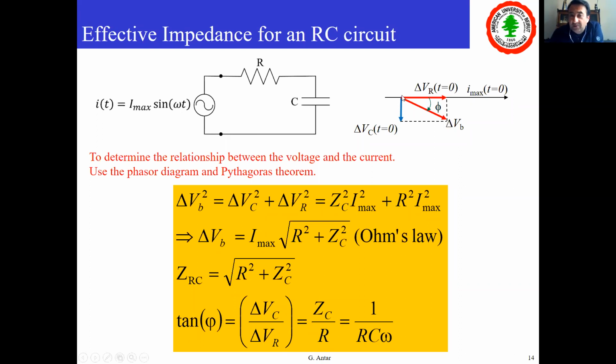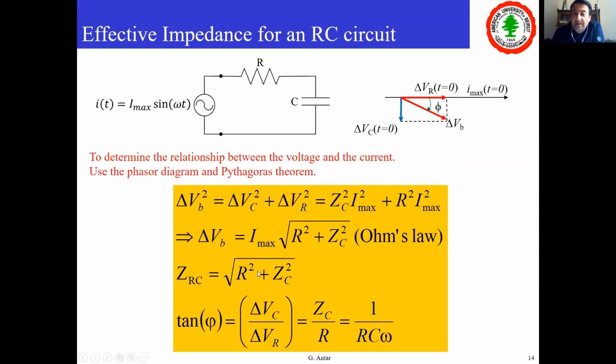Now it's treated as vectors, so this is delta VC, that's delta VR. I'm going to add them as vectors. This is my delta VB, which is equal to delta VR plus delta VC. And now I can use Pythagoras. That is, delta VB squared equals delta VR squared plus delta VC squared. And I'm going to replace delta VC squared with Z squared I max squared, and delta VR squared with R squared I max squared. And consequently, I'm going to put delta VB equal to I max times the square root of R squared plus the capacitive reactance squared, which is basically Z.